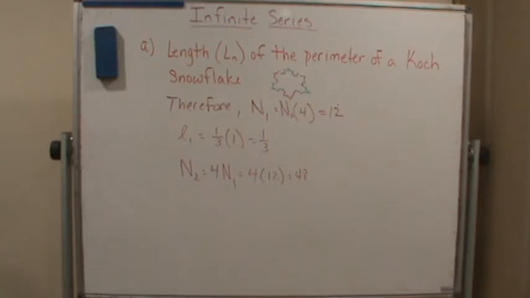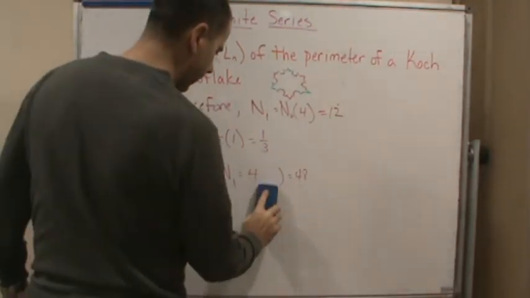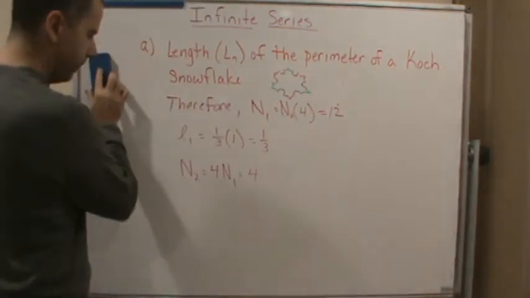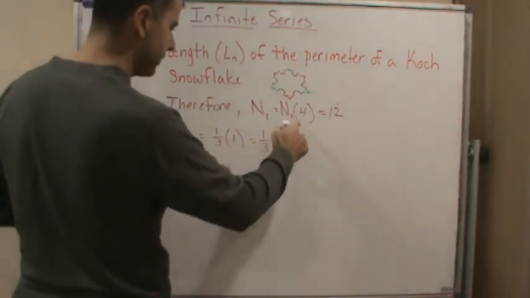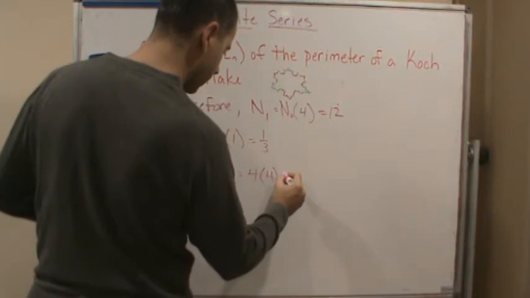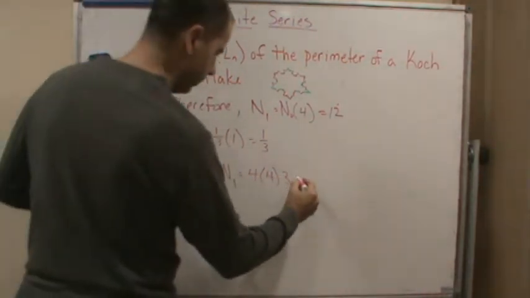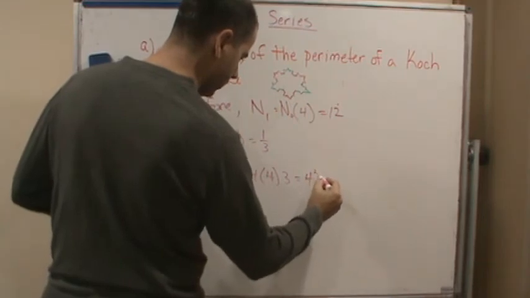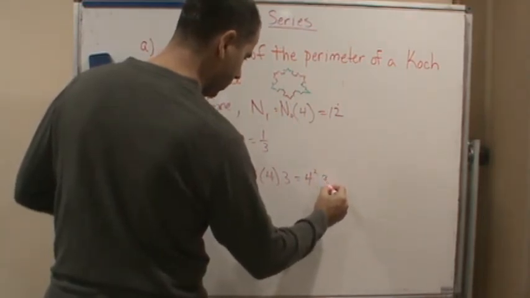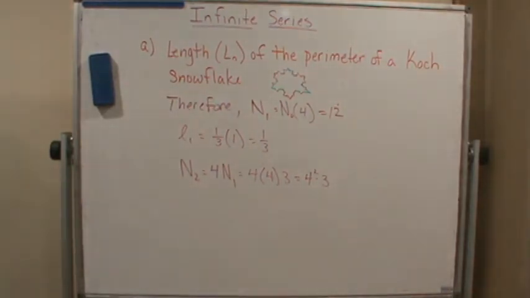Okay? Which, in this case here, let's write it like this. Which equals 4 squared times 3.